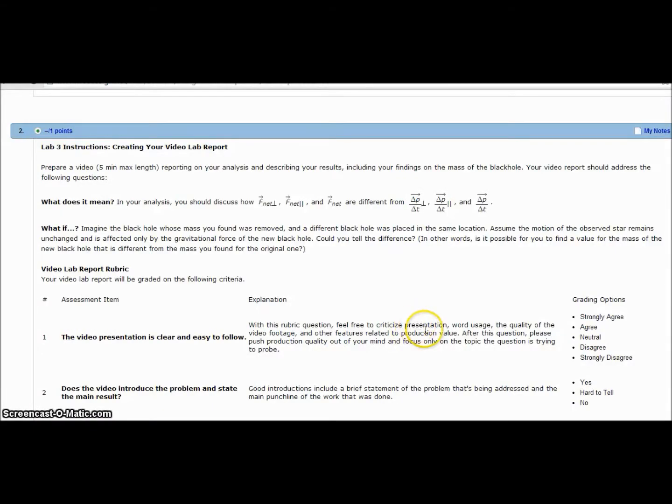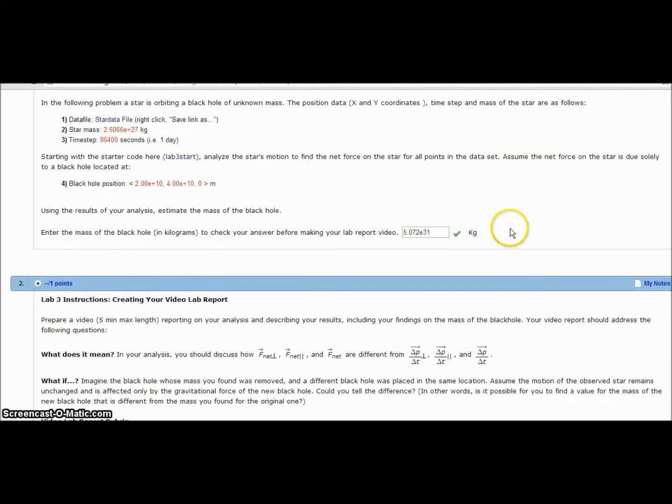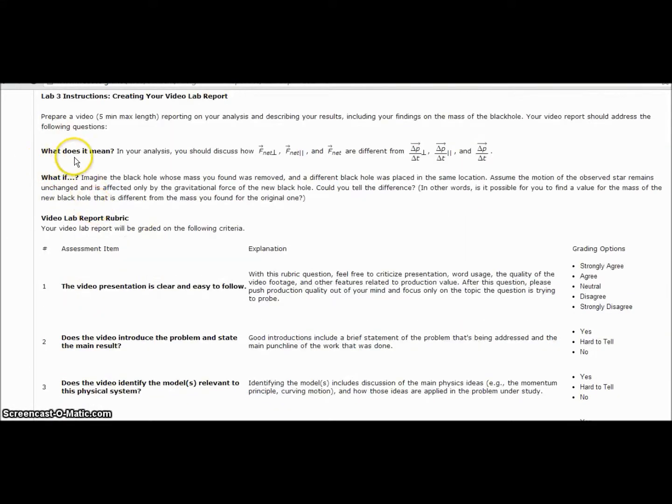Now that I've successfully calculated the mass of the black hole, as I checked on WebAssign, I can address the what does it mean and what if questions. For what does it mean, the difference between the dp over dt, or delta p over delta t, and the F net is that they're really a cause and effect relationship of each other. The dp over dt is the effect of the F net acting on it, and the F net is the cause. So we can directly relate them to each other and use the same numbers, because the only thing that's really affecting the dp over dt is the F net.